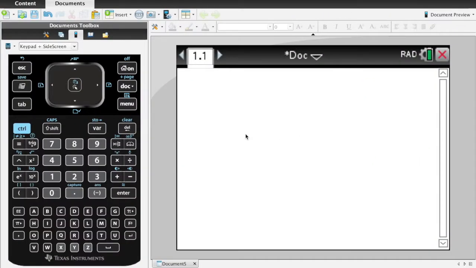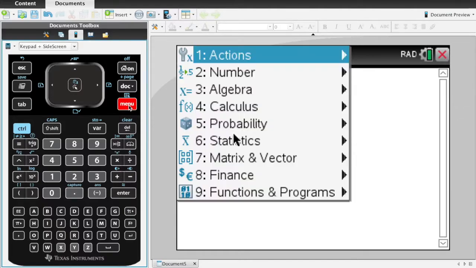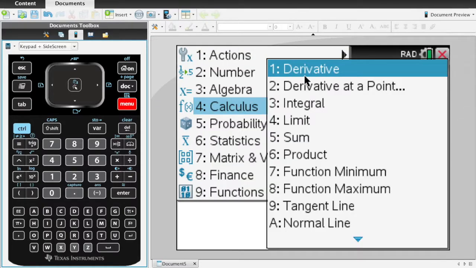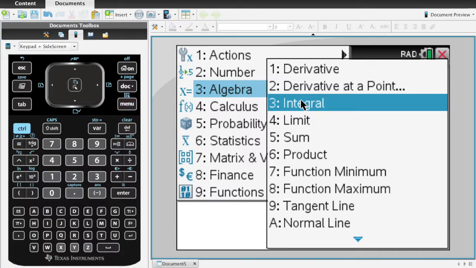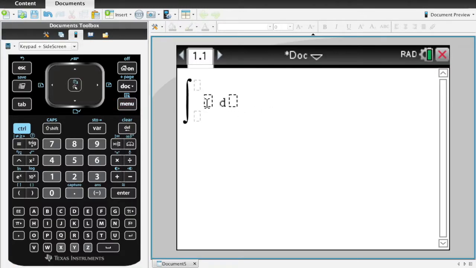Now let's take a look at how we can find f of x on our CAS calculator. So I'm going to find the antiderivative of the derivative, and that will return us to the original function f of x. Menu, calculus, and then integral. And I don't need any terminals.